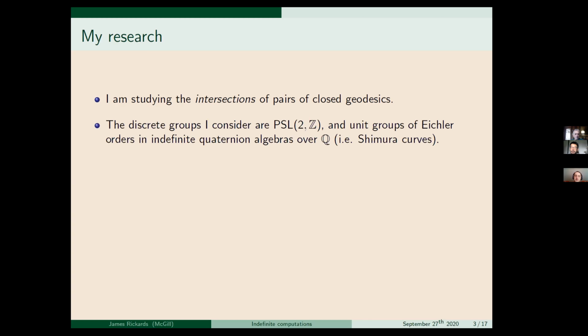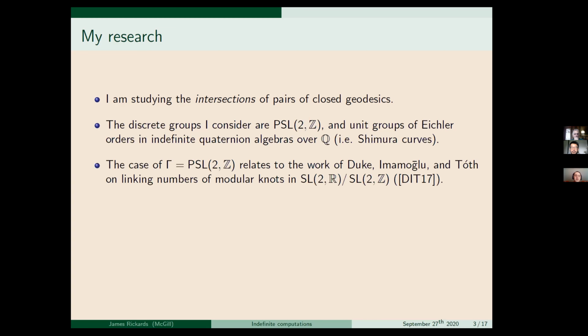I don't study all discrete subgroups. The ones I focused on are PSL2Z, and the other one: you take an indefinite quaternion algebra over Q, take an Eichler order, and then take the group of units of norm 1. This gives you a discrete subgroup of PSL2R, and the quotient is called a Shimura curve. These are some of the most classical objects of study, besides, I guess, congruence subgroups.